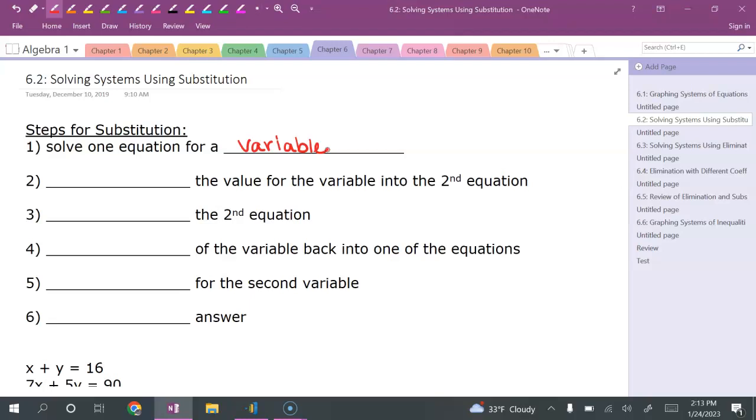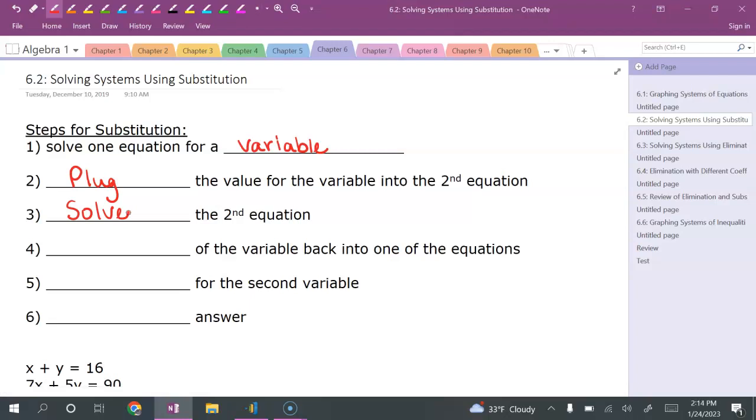Once you have that done, the second step is to plug the value for the variable into the second equation. So after you have rewritten one of your equations, you're going to take that and plug it into the next one, that second equation. Then for step 3, you solve the second equation. At this point, you'll only have a new equation that has one variable in it, so you're getting rid of the double variables that we were running into issues with.